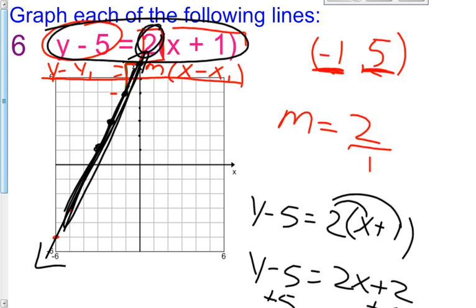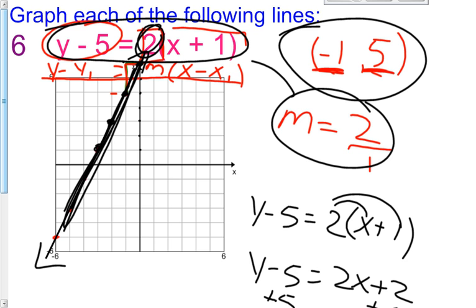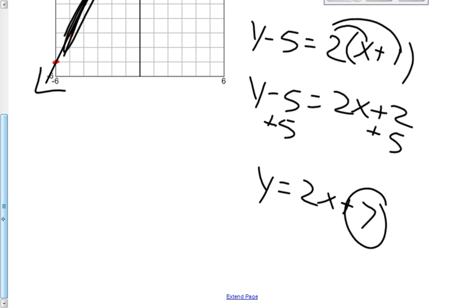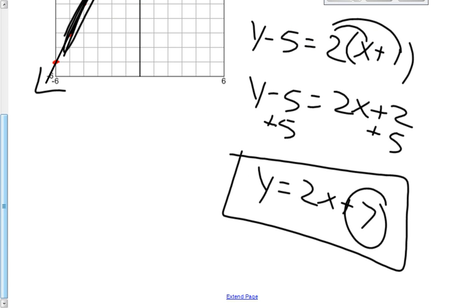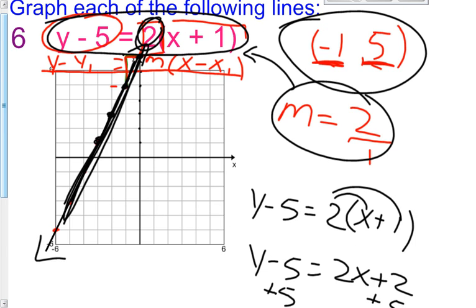So if you feel comfortable in finding the point and then the slope, that's the most efficient way when you have it in point slope form. That would be just fine. But if you feel comfortable with changing it into slope intercept form using y equals mx plus b, that's just fine with me as well. So either one will work.